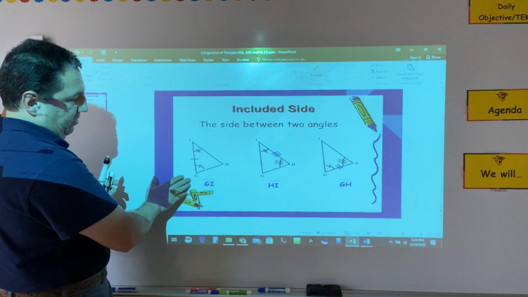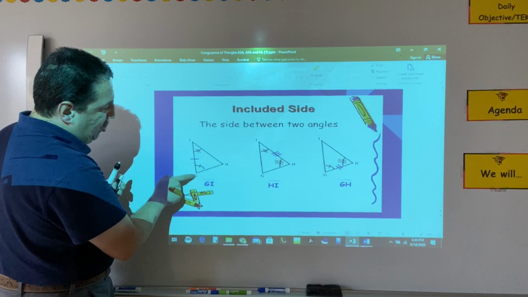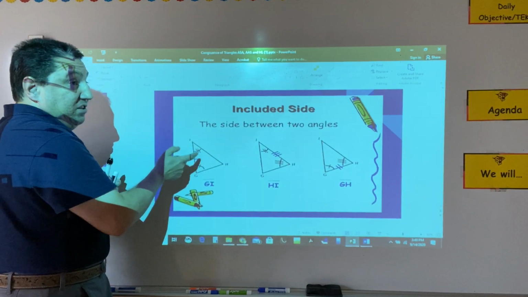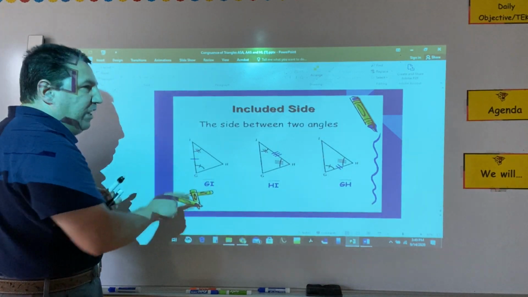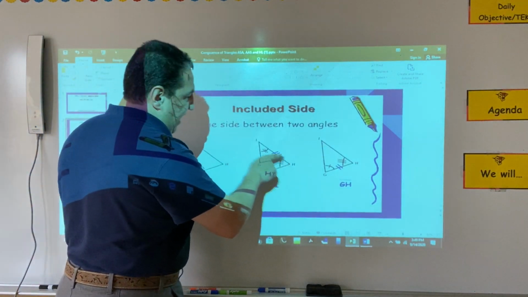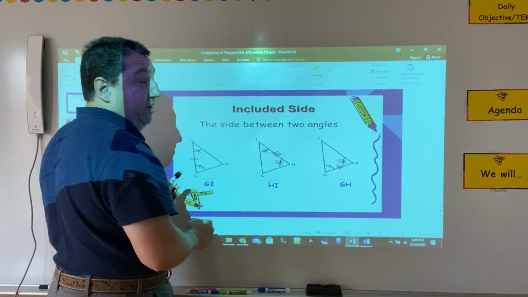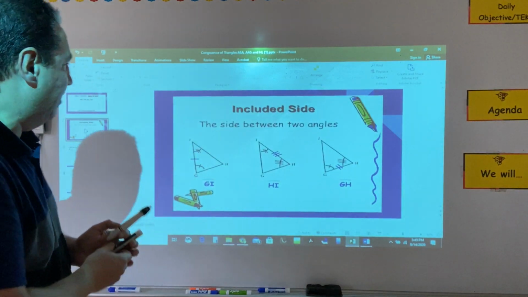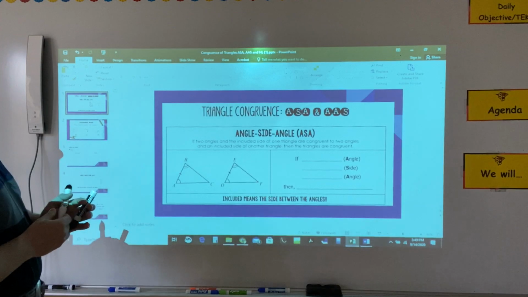In these examples, this side, which is JG, is between these angles, right? It's between them. That's why we call it included. In this case, this side, JH, is the included side because it's between angles. And in the third case, it's the same thing. So, let's go back to our first slide.